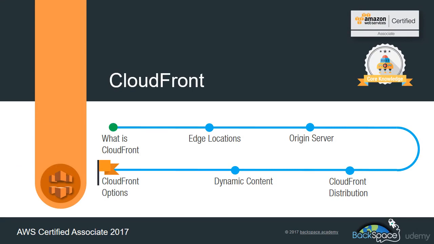In this lecture on CloudFront, which is AWS's content delivery network, I'll talk about how CloudFront is used to cache regularly used content to edge locations located across AWS's global infrastructure. I'll talk about origin servers, which contain our content to be cached, and I'll talk about a CloudFront distribution, which defines what is to be cached and how it is to be cached.